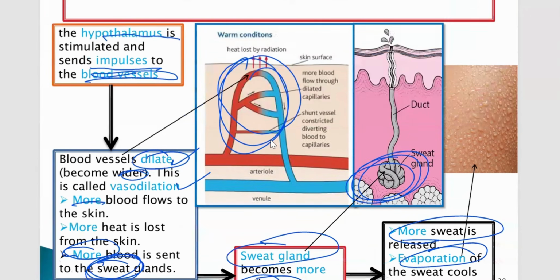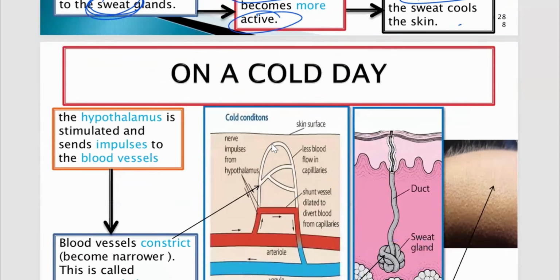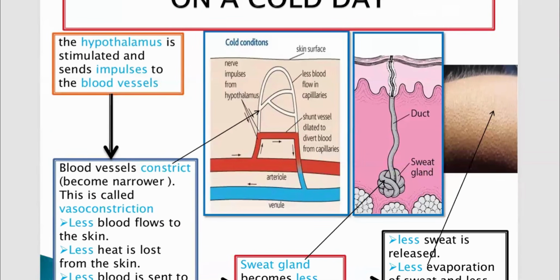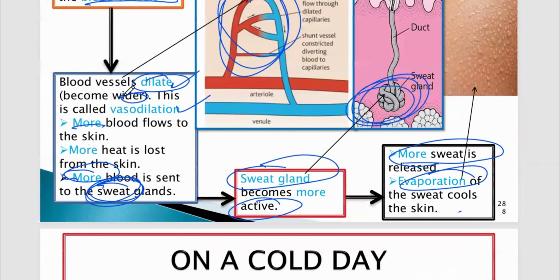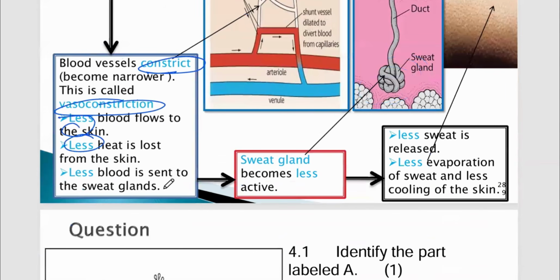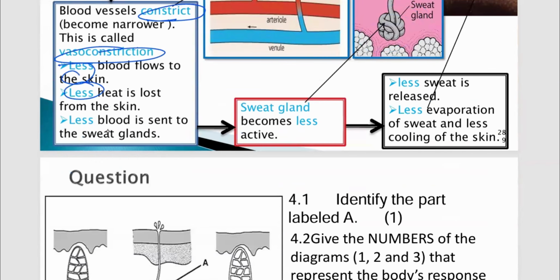So we see that what happens on a hot day is just the reverse of what happens on a cold day. Hypothalamus stimulated, the impulse is sent to the blood vessels of the skin. The blood vessels will constrict. It's called constriction. Less blood will flow near the skin, less heat is lost. You see, the other one was more. Here is less. So it's just the opposite.